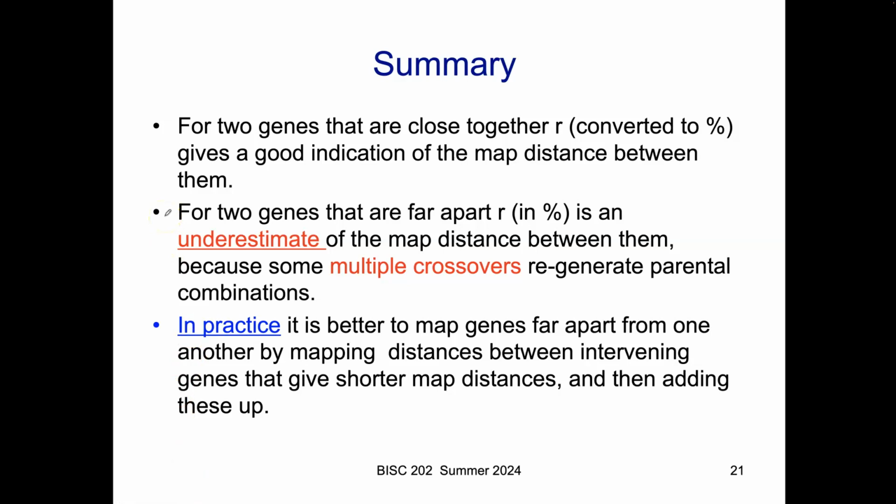First of all, for this first section that I've covered: how to map 3 genes, how to go about the actual practice of solving the problem, and then a little bit of theory about why larger distances are mostly an underestimate. They're really bigger than we think they are, and in practice it's better to map shorter distances and then add those up.